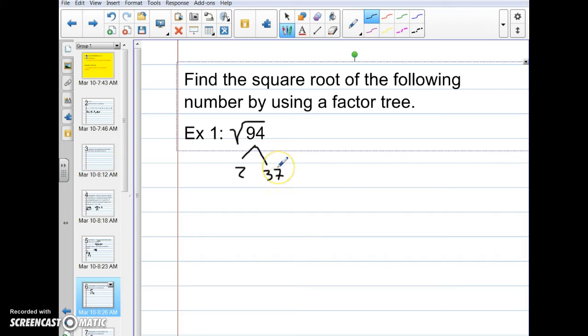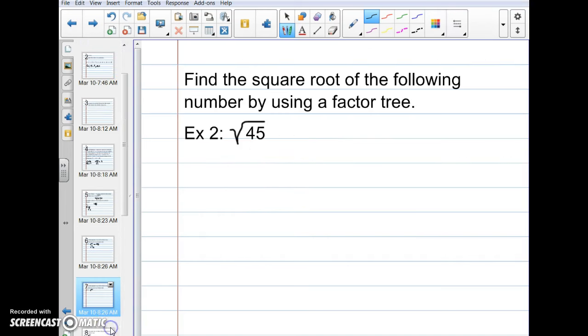Now, I put this example here because I wanted to show you what to do if you don't have pairs. If you don't have pairs, you can't do anything with this. This is going to be the square root of 94. This right here shows that I can't do anything else. What I need here is to have pairs. And I'll show you what I mean by that on the next example.